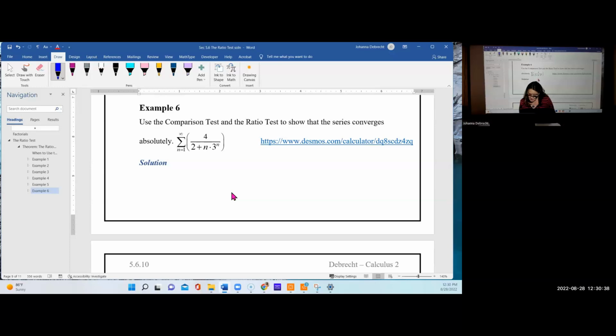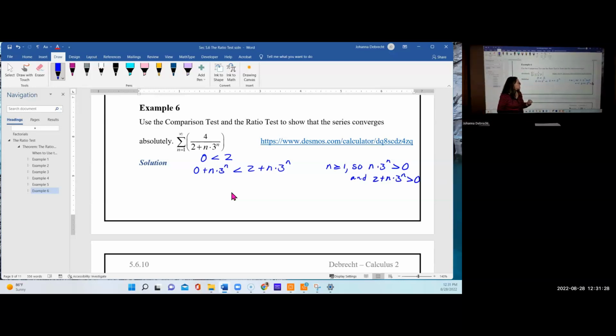So again, I can show that, well, let's see, what would I start with? 0 is less than 2. So 0 plus n times 3 to the n has to be less than 2 plus n times 3 to the n. I'm starting with something I know is true. I'm trying to build that comparison series. And then I know that because n is greater than or equal to 1, n times 3 to the n is strictly greater than 0, and 2 plus n times 3 to the n is strictly greater than 0. So I know both of those are positive, so I can divide both sides of the inequality by each one, and this lets me write 1 over 2 plus n times 3 to the n must be less than 1 over n times 3 to the n.